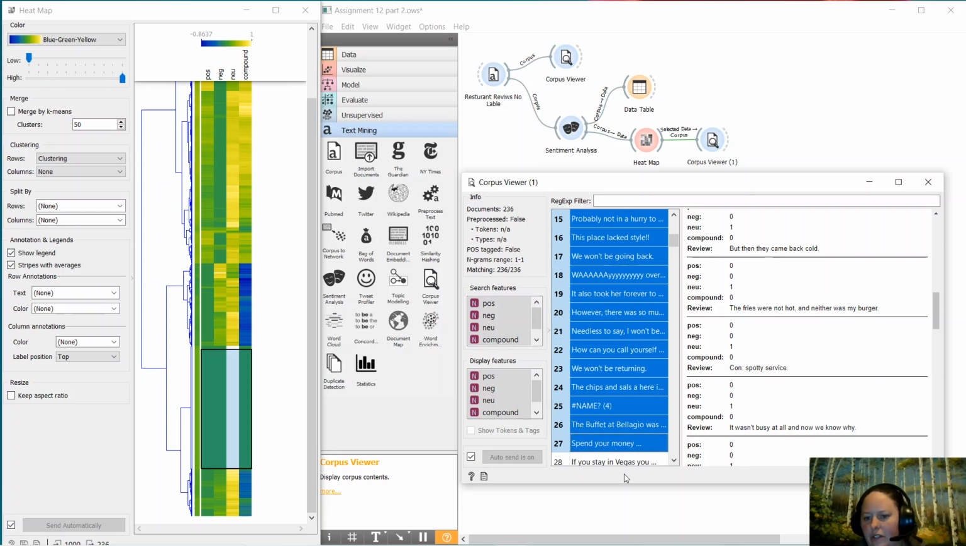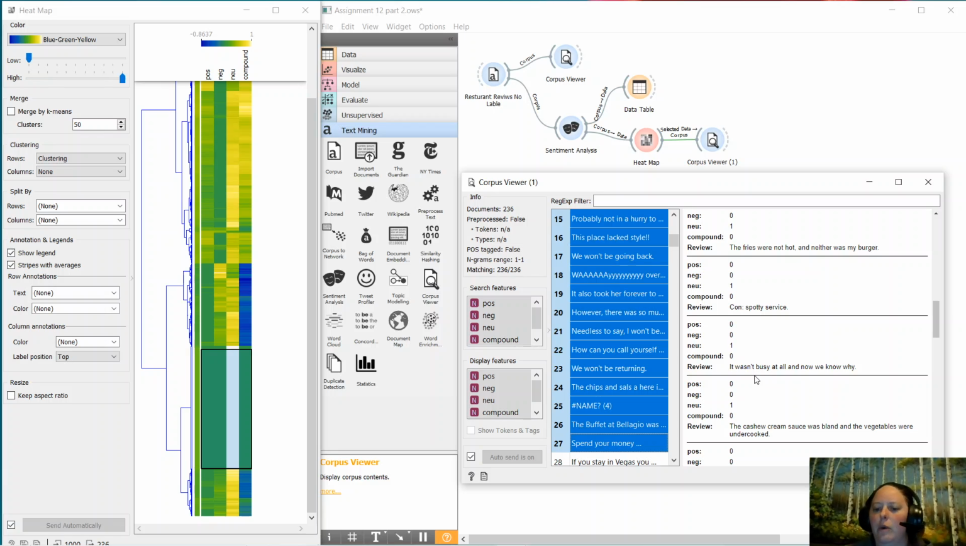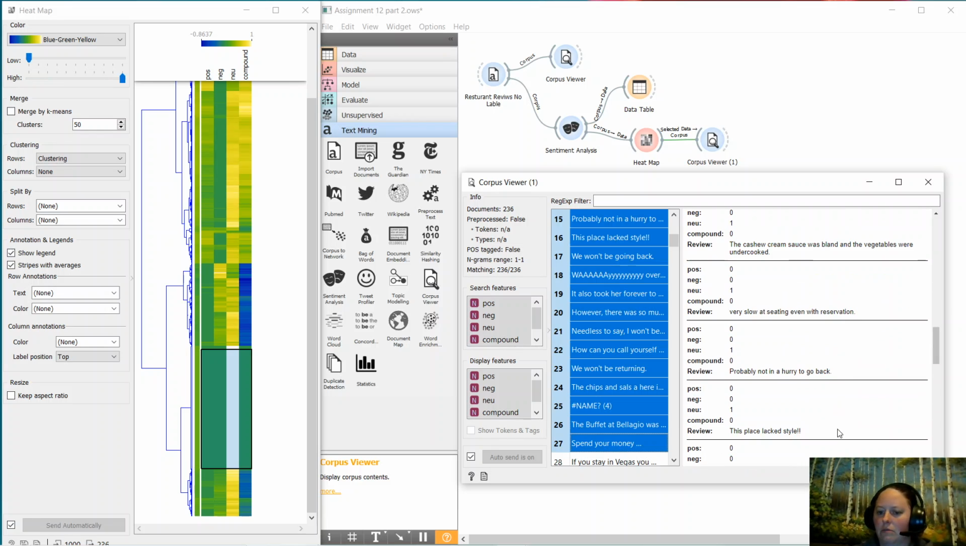Con, spotty service. It wasn't busy at all, and now we know why. I feel like they took parts of somebody's review, but didn't take the whole thing. Or maybe it didn't have the question and the answers would make more sense. So I feel like it's missing information or missing the English language context to put that together. The cashew cream sauce was bland and the vegetables were undercooked. Straight up statement.